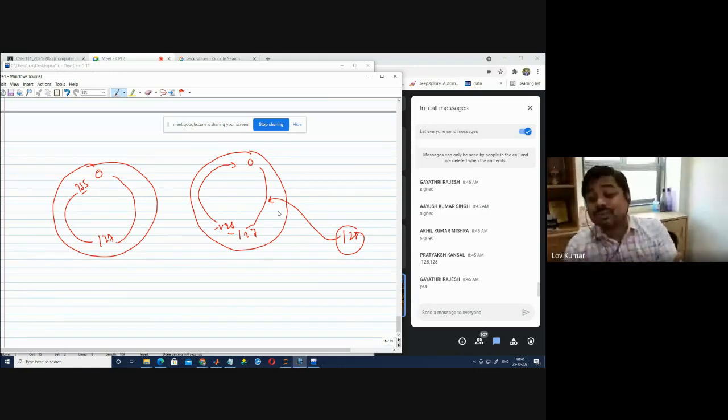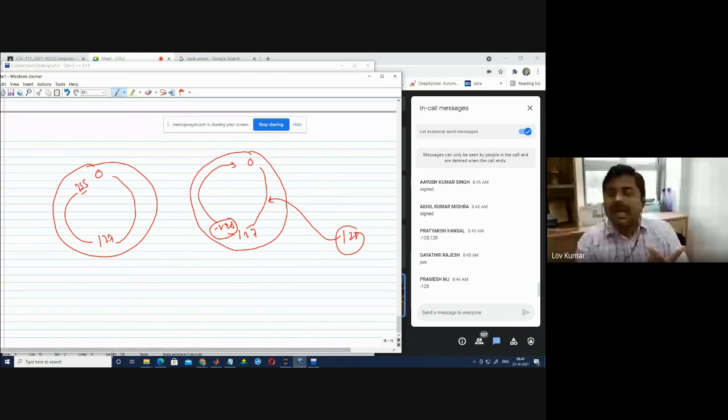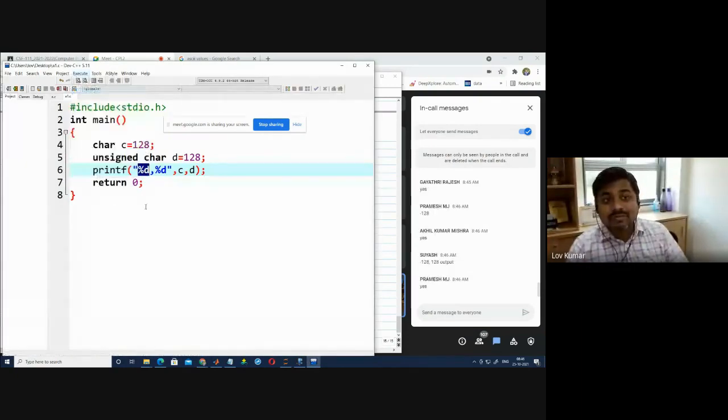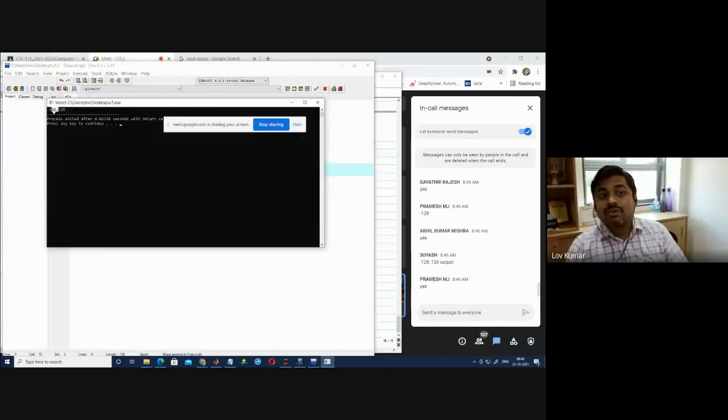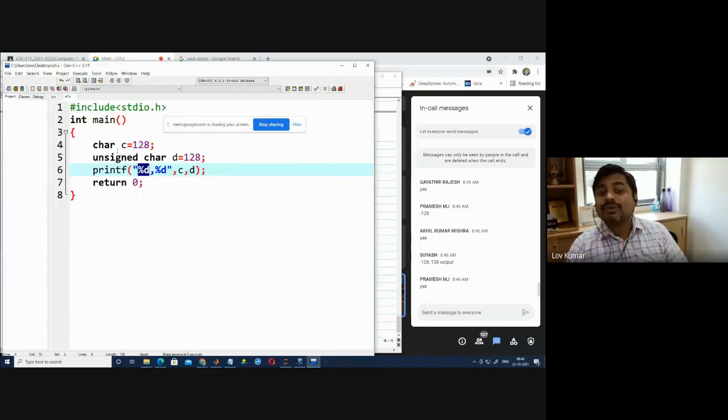Actually, we cannot store it, but by default it will follow this type of cycle. It will store the value minus 128. But in the case of unsigned, can we store 128? Yes, definitely we can store 128. So if you execute this program now, you can see what value it is printing: minus 128, 128. Why is it printing minus 128? Because this is your signed number.